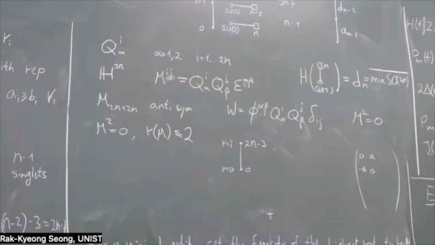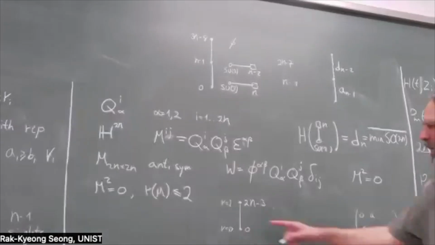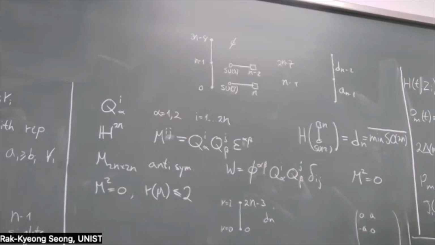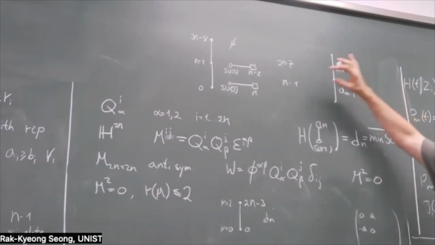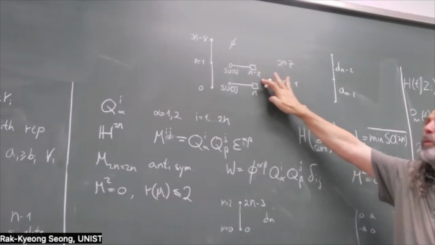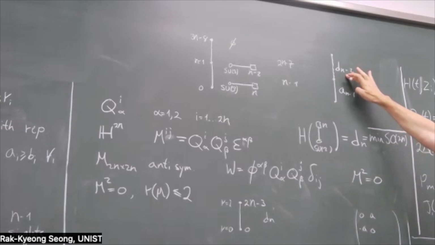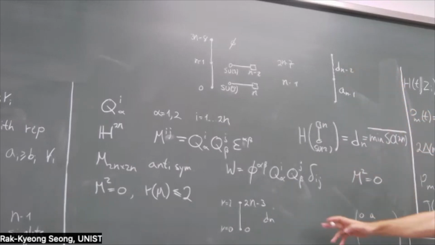More questions? Now you draw 0 and 2n minus 3. Now this thing I will call D_n. And here I see a copy of SU2 with n minus 2 flavors, so I will call it D_(n-2). And indeed, the dimension of D_(n-2) is 2n minus 7.